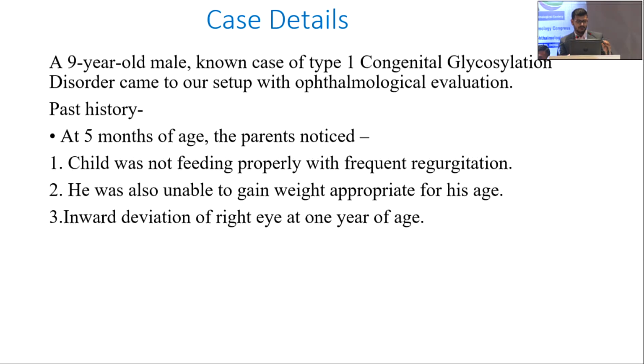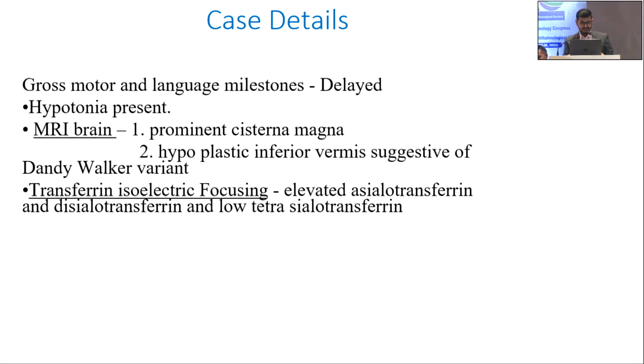Past history: at 5 months of age the parents noticed the child was not feeding properly with frequent regurgitation. He was unable to gain weight appropriate for his age, with inward deviation of the right eye at 1 year of age. Gross motor and language milestones were delayed, and hypotonia was present. MRI brain was done as suggested by the pediatrician, which suggested a prominent cisterna magna and hypoplastic inferior vermis, suggestive of Dandy-Walker variant.